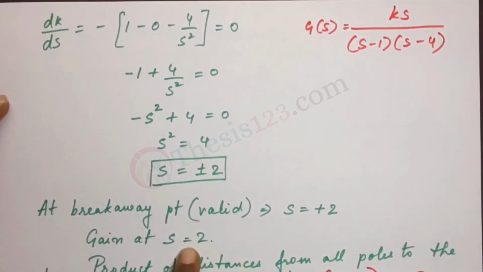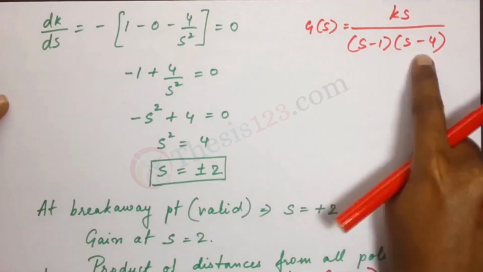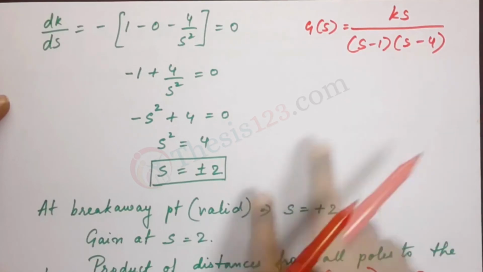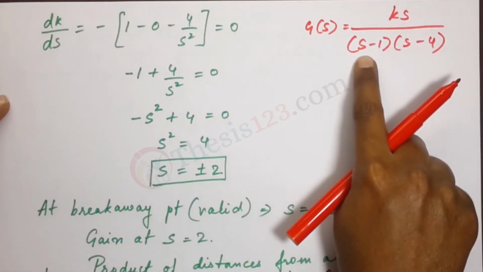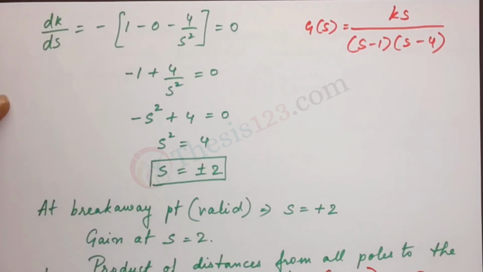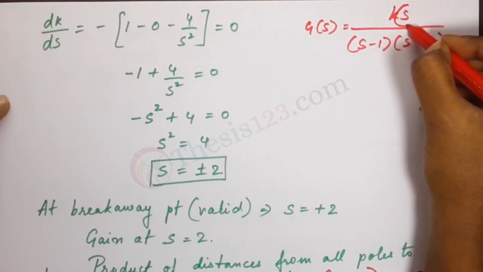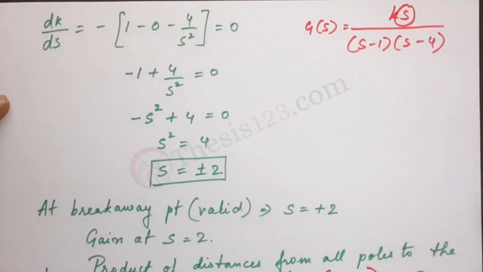Now we have the value s = 2. The product of distances from all the poles to the breakaway point corresponds to the denominator of what's given to us, (s - 1)(s - 4). Substitute 2 in place of s here. That will give us the top part of the ratio for K. And the product of distances from all zeros to the breakaway point is the numerator, and that is just s, which is 2.